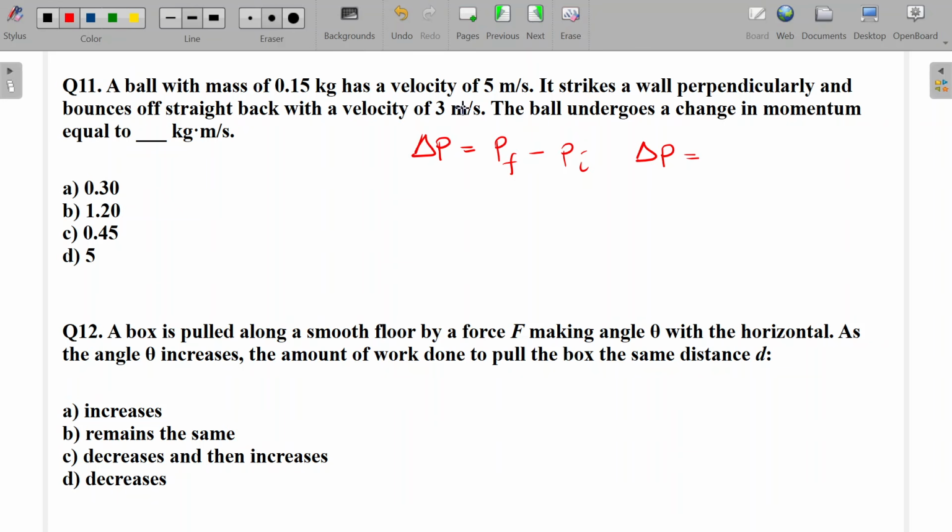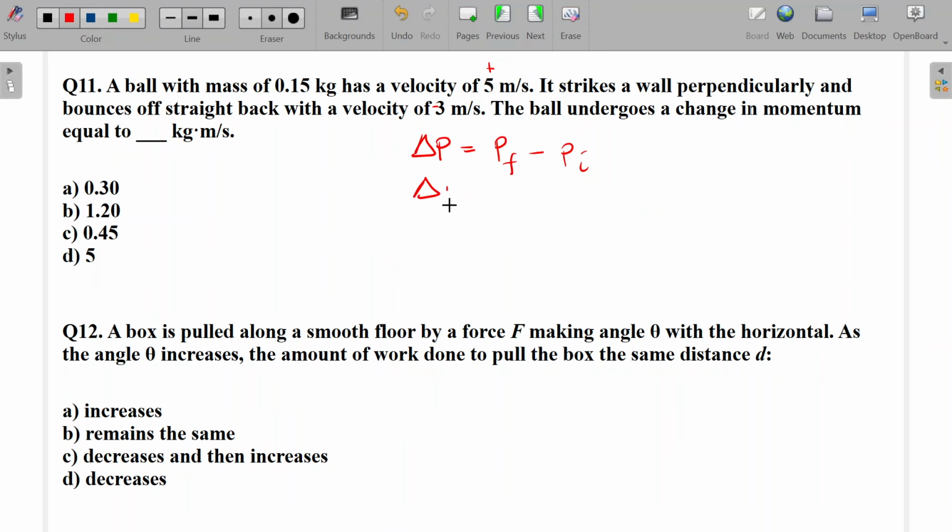So in momentum, direction is very, very important. So this one is in the positive direction, then this one is in the negative direction. So now, if it is moving this side, in the final it was negative 3. And the mass is 0.15.